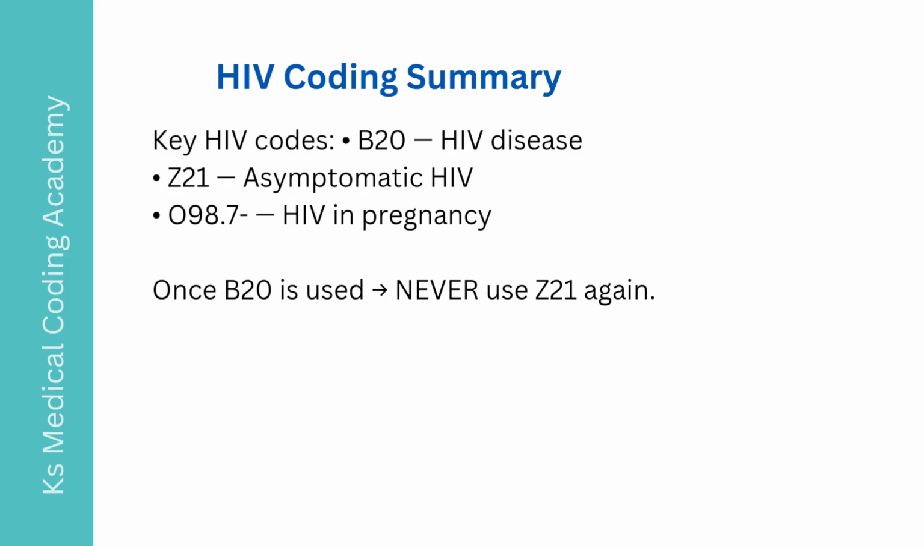HIV coding summary. Let's review HIV coding. B20 is used for HIV disease. Z21 is used only for asymptomatic HIV infection. O98.7 is used when HIV complicates pregnancy. Once B20 is assigned, Z21 must never be used again.